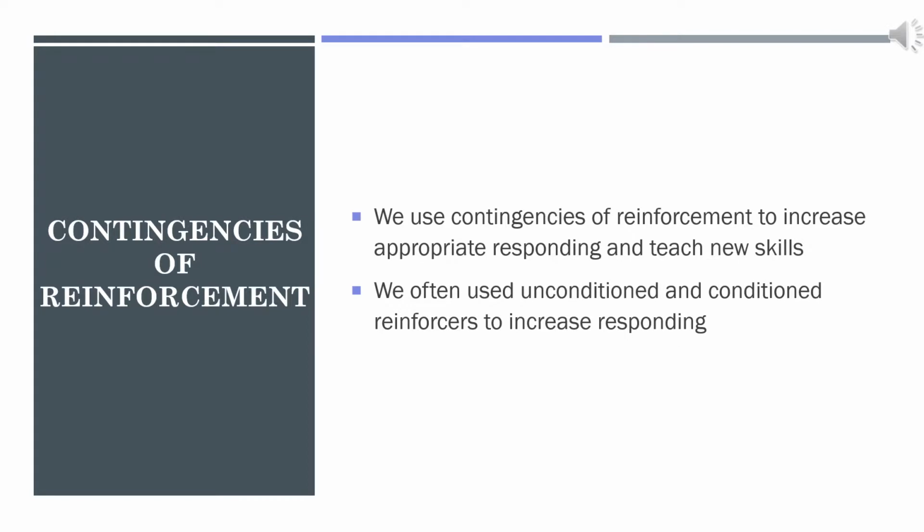When setting up contingencies, we have to consider what types of reinforcers we plan to use. There are 2 types of reinforcer categories that separate reinforcers that are learned versus unlearned. These 2 categories are unconditioned and conditioned reinforcers.